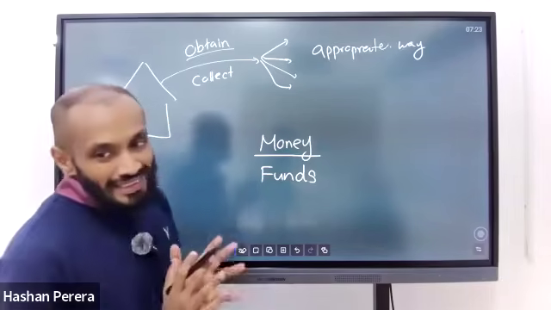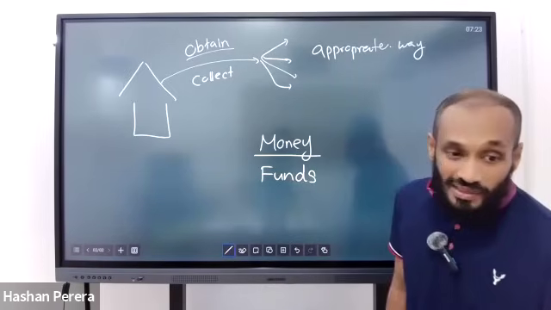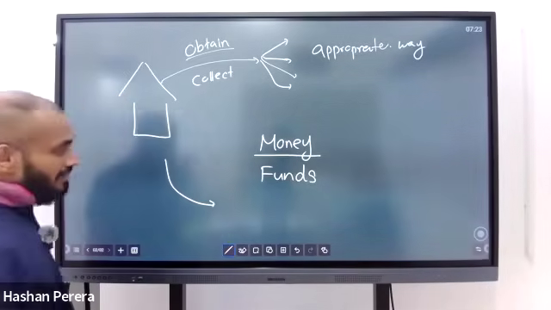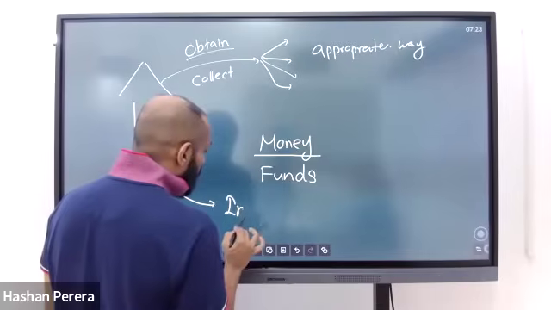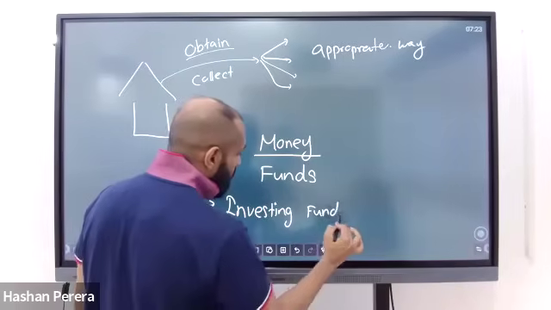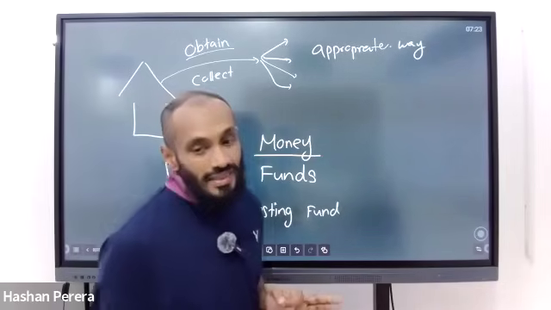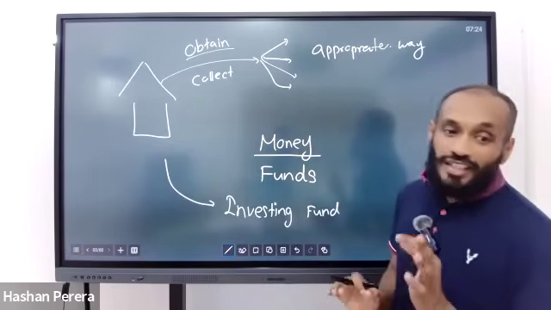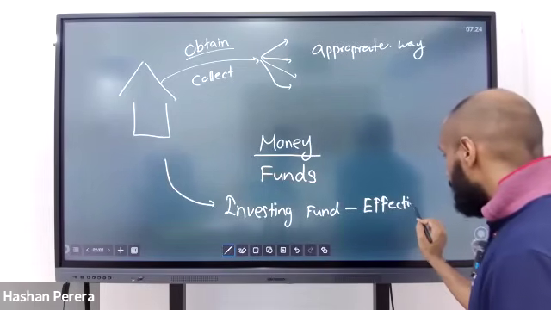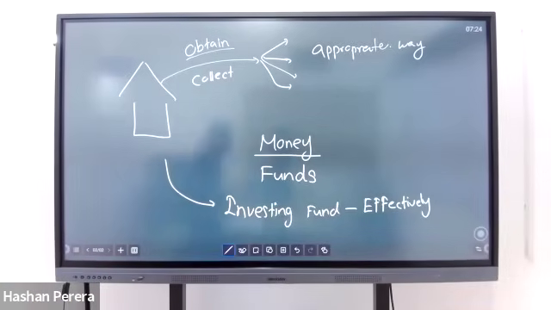Then again, once you collect this money, now you have collected or obtained these funds to start your own business. Clear? Now, when you have collected these funds, again you have to make sure you are investing these funds on businesses effectively. Funds invested effectively. Even you can say productively, that is also fine. Effectively you are investing these funds.